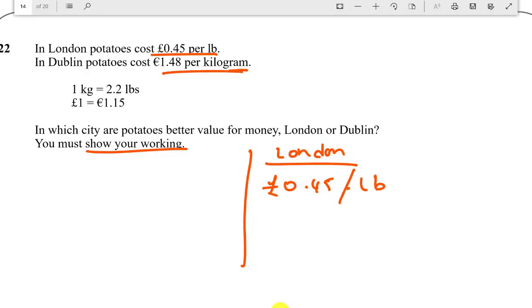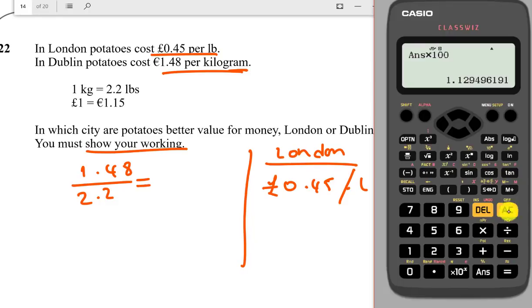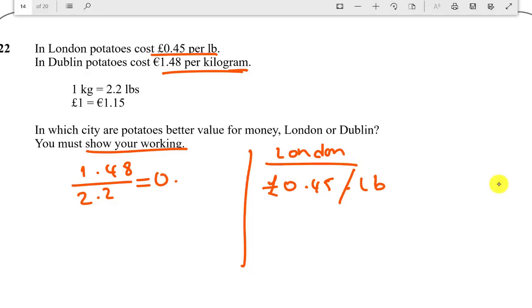So the first step is to change €1.48. €1.48 per kilogram divided by 2.2 pounds, and that will give you an answer of, let's pull out the calculator, 1.48 divided by 2.2, and that gives us an answer of, press the SD to change the decimals, 0.672 recurring, per pound.